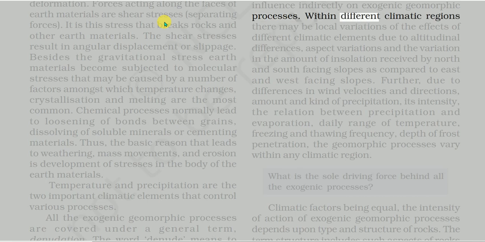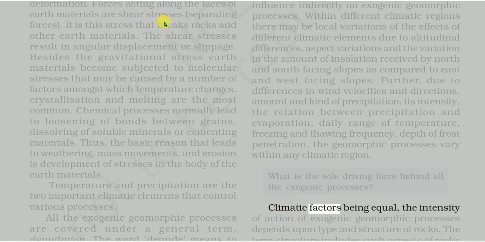Within different climatic regions there may be local variations of the effects of different climatic elements due to altitudinal differences, aspect variations and the variation in the amount of insolation received by north and south facing slopes as compared to east and west facing slopes. Further, due to differences in wind velocities and directions, amount and kind of precipitation, its intensity, the relation between precipitation and evaporation, daily range of temperature, freezing and thawing frequency, depth of frost penetration, the geomorphic processes vary within any climatic region. What is the sole driving force behind all the exogenic processes?